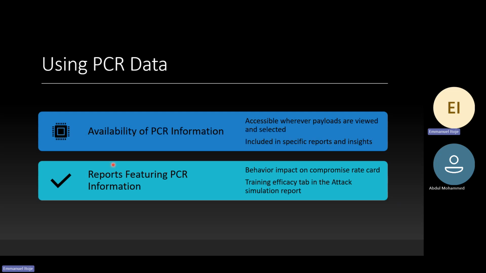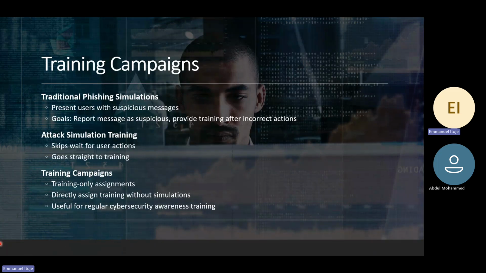Then in terms of reports featuring the PCR information, there's actually a behavior impact on the compromise rate card, and there's a training efficacy tab in the attack simulation training, which is something that we're going to be looking at in our demo. Then also looking at training campaigns, right?